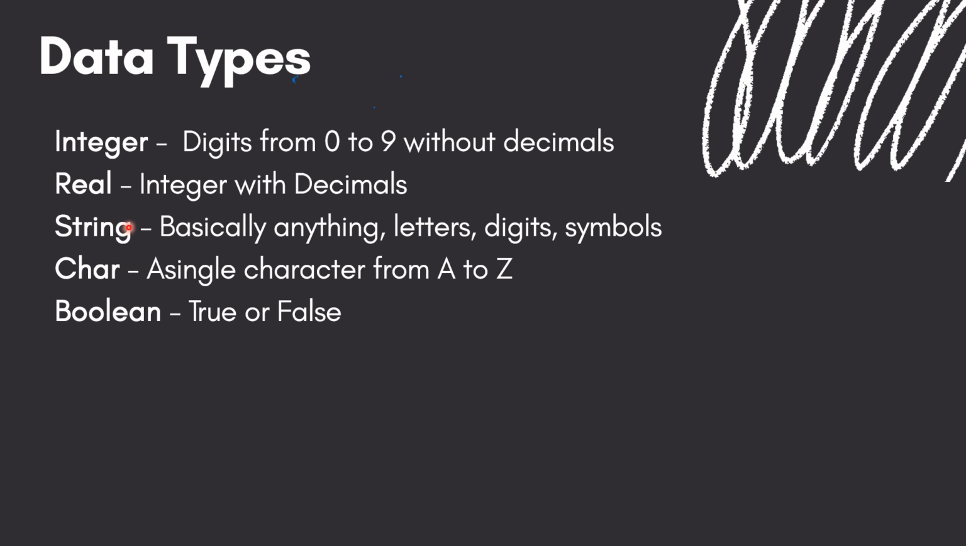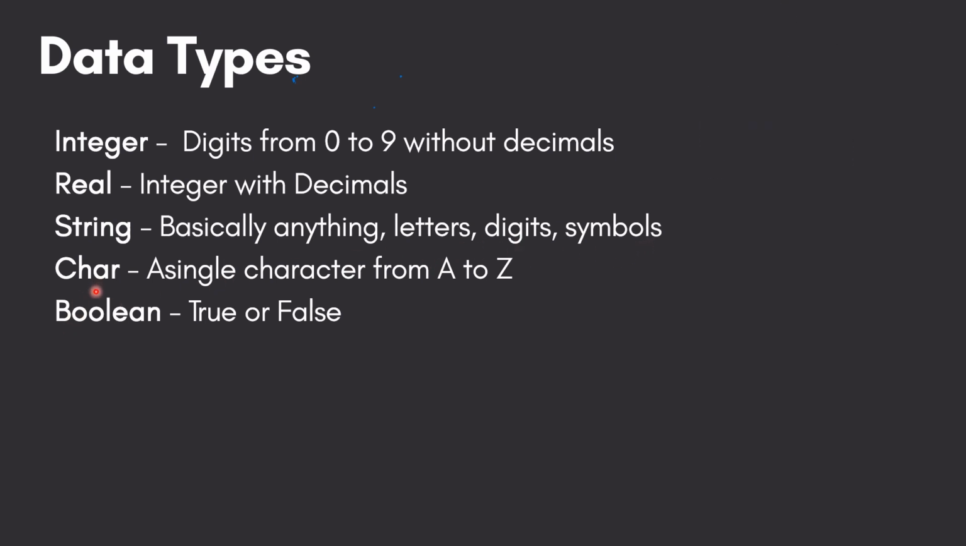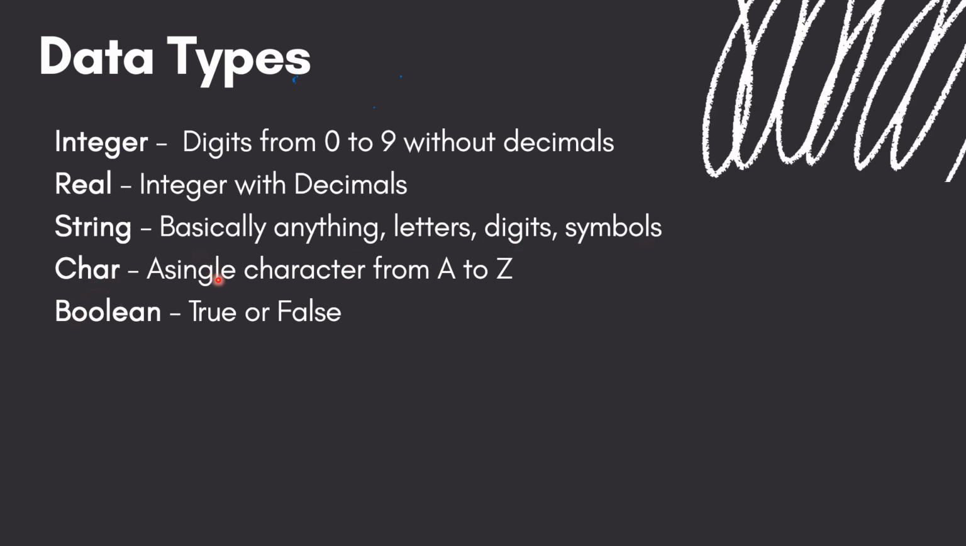String is an alphanumeric key. It can be anything as specified: letters, digits, symbols. Now char is basically your alphabet, a single character from A to Z. It cannot be a double character though. Like you cannot have B, C or something like that. You can only have A, B, C, D, E, F, G. Now Boolean is true or false.